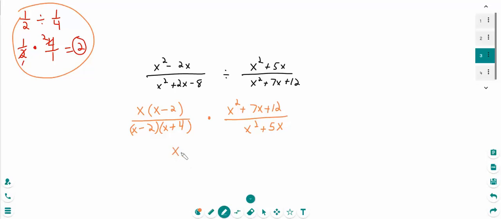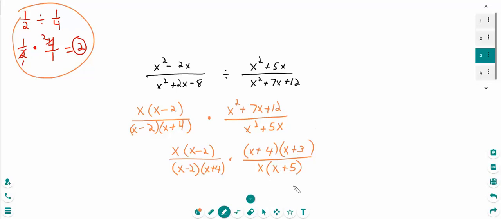So maybe I'll just rewrite the first one here. We have x minus 2 over x minus 2 times x plus 4. And then we're multiplying that by, in the numerator, we're going to have our set of parentheses here. And it's going to be x. A 12 would be 4 and 3. It's going to have the same sign, positive sign. 4 and 3. All right. And then in the denominator, we can factor out an x. That's going to give us x times x plus 5. Okay. So there we go.